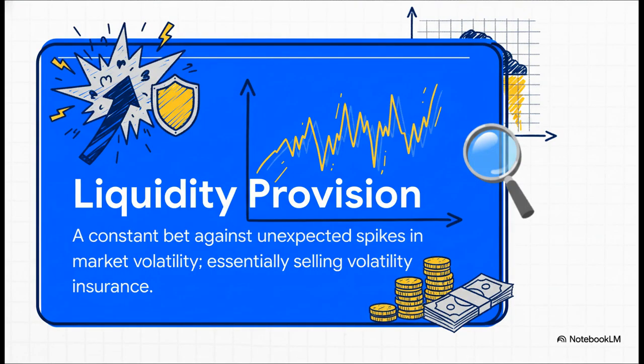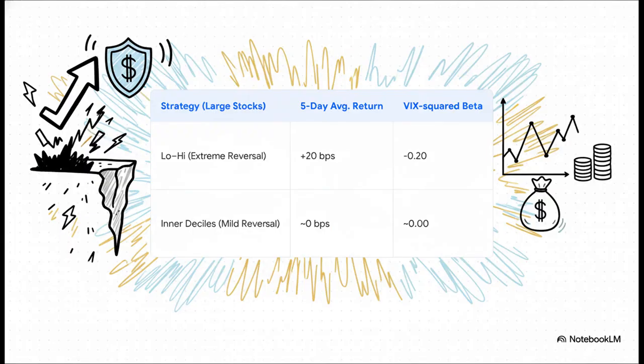This discovery just completely reframes what it means to be a liquidity provider. You're not just managing an inventory of stocks. At a really fundamental level, you are making a constant bet against sudden, unexpected spikes in market volatility. You are, in effect, selling insurance against market chaos. And the data backs this up perfectly. What this table shows is that the reversal strategies are a proxy for liquidity providers. They lose a lot of money precisely when the VIX spikes. In financial terms, they have a big negative exposure to volatility. When chaos goes up, their profits go down.